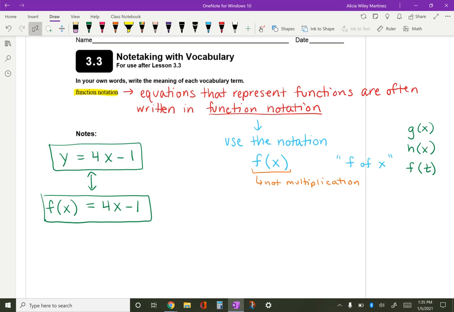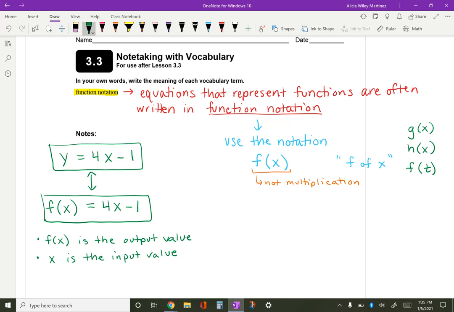So just a couple other notes. f of x is going to be your output value, just like y is considered the output value, and the x is still going to be considered the input value when it comes to function notation.